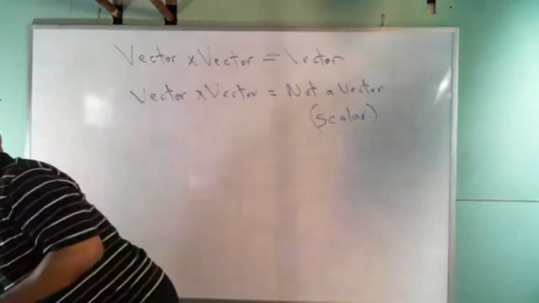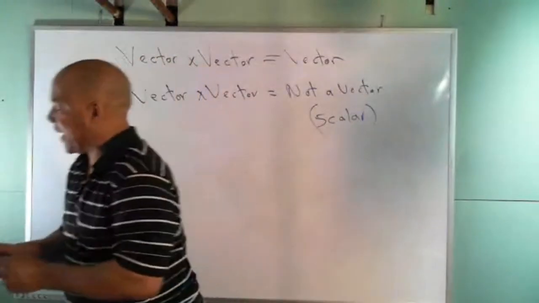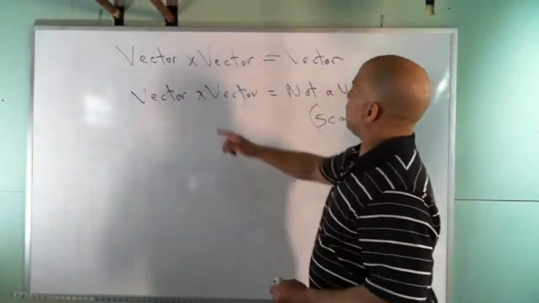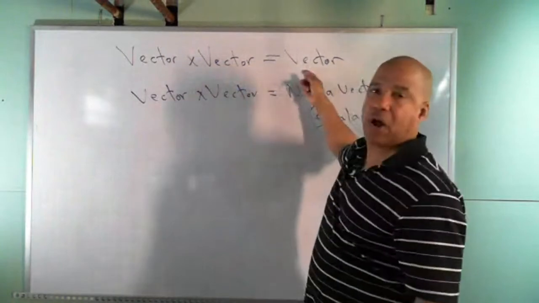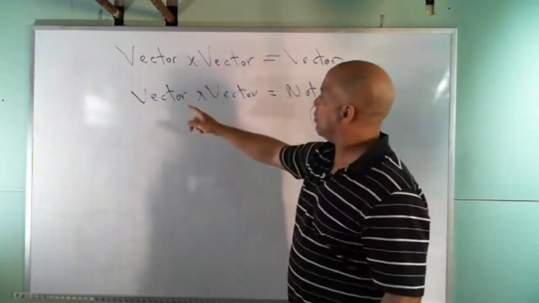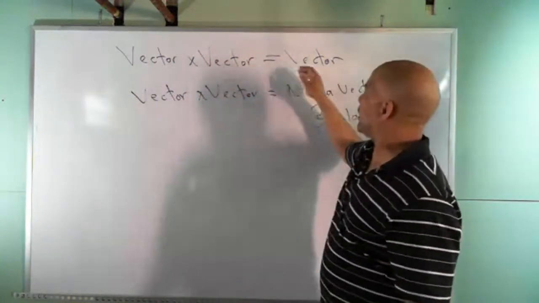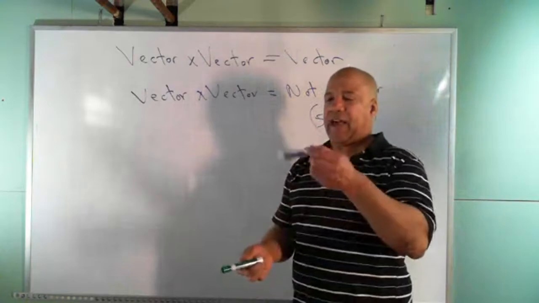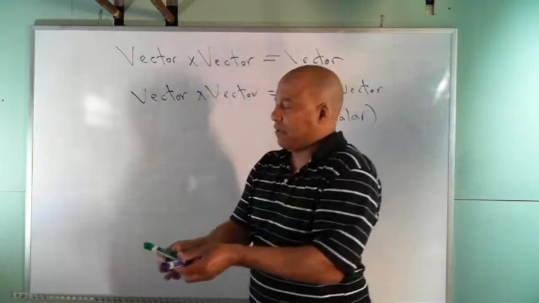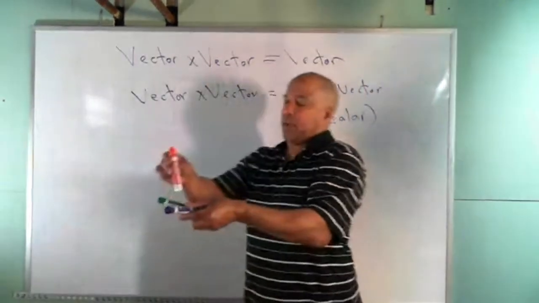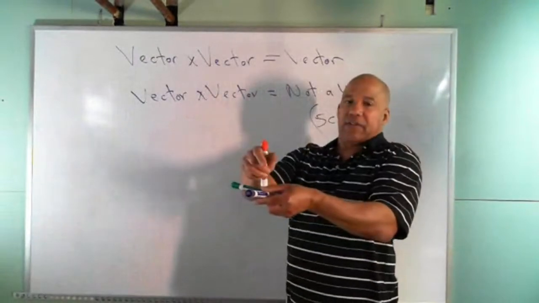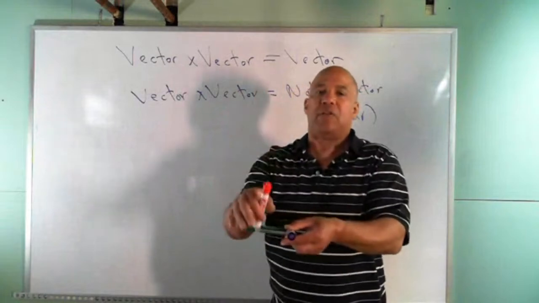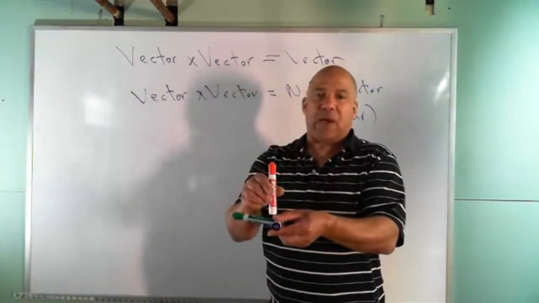So if you had this in your math class or your physics class, when you do a vector times a vector and you get another vector, that's called the cross product. Usually the vector that you get is perpendicular to the plane of the other two vectors. Now, I don't want to get too complicated with this because you don't need to know this. If you know vectors, this is probably a review for you.